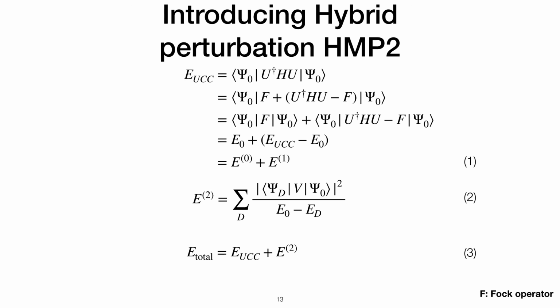With that in mind, we introduced the HMP2 method. Without going into details, we can rewrite the UCC ansatz approach as a first-order perturbative method. Then, naturally, we may consider the second-order perturbations. This is called the HMP2 method. This HMP2 method converges energy much faster than a standard VQE algorithm without increasing the size of the circuit.